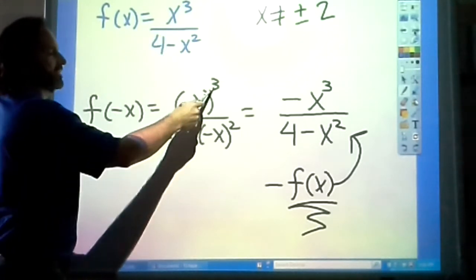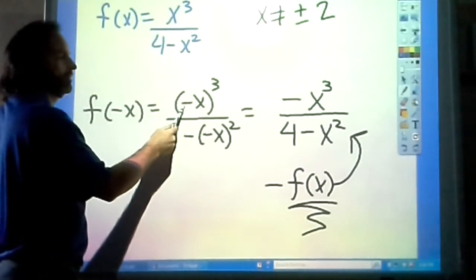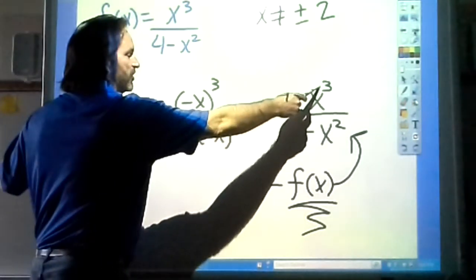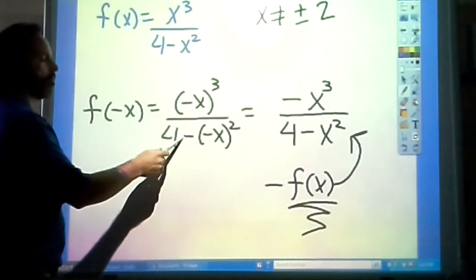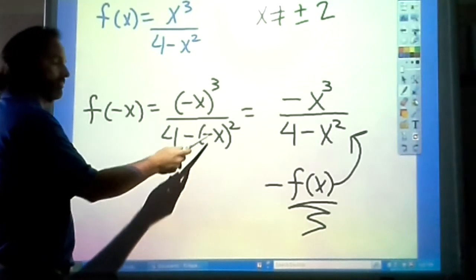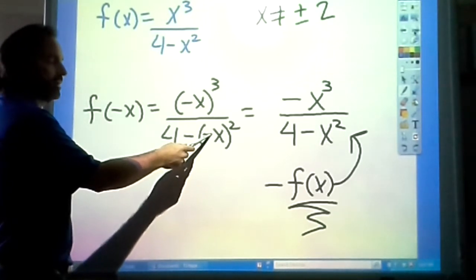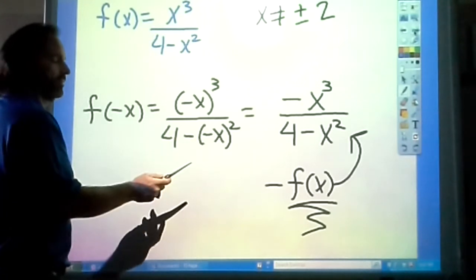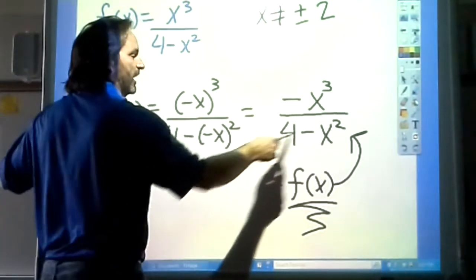So what's negative x cubed? That'll be negative 1 cubed and x cubed, so that's negative x cubed. And down here I have 4 minus, in parentheses, negative x squared. And again, we know that's just going to be x squared. The negative 1 squared is 1, and x squared is x squared. So that didn't change.